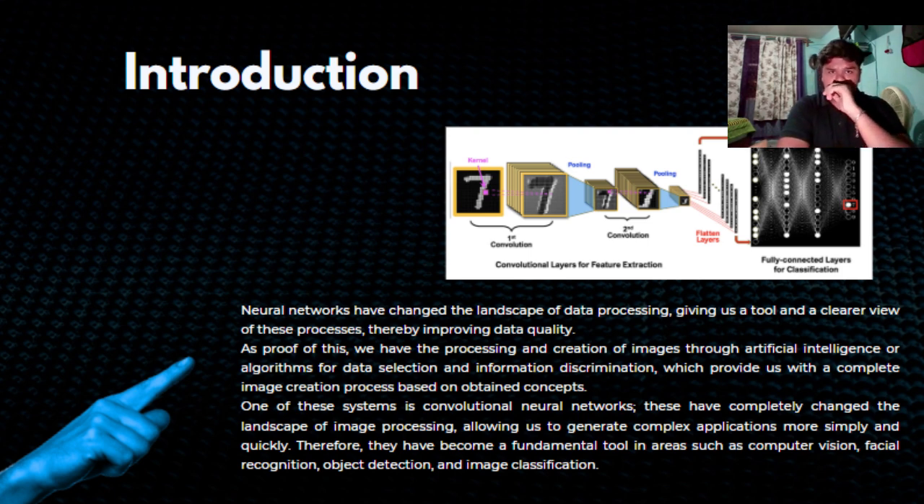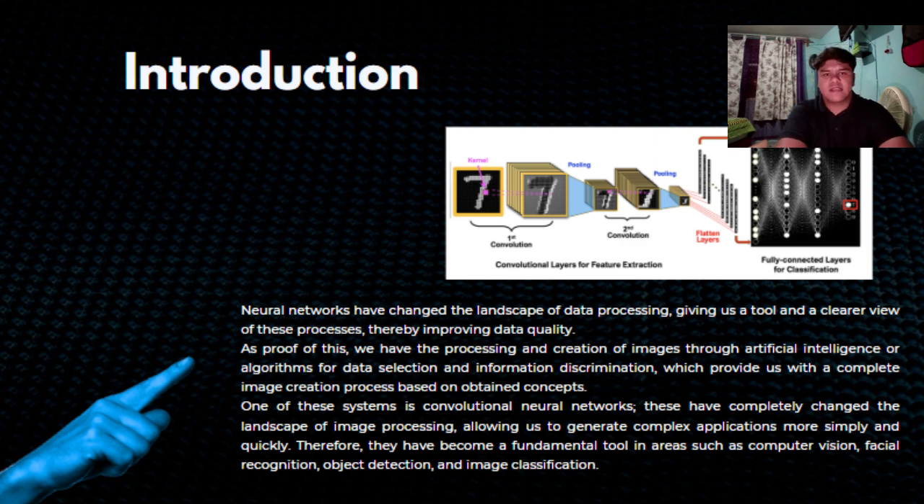One of these systems is convolutional neural networks. These have completely changed the landscape of image processing, allowing us to generate complex applications more simply and quickly. Therefore, they have become a fundamental tool in areas such as computer vision, facial recognition, object detection, and image classification.